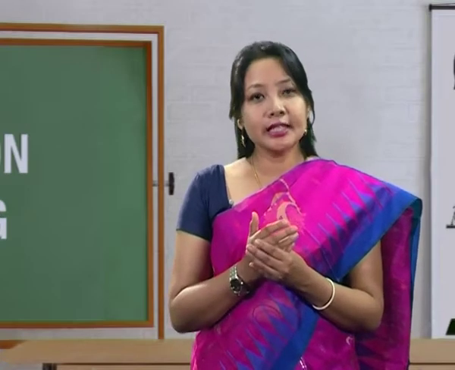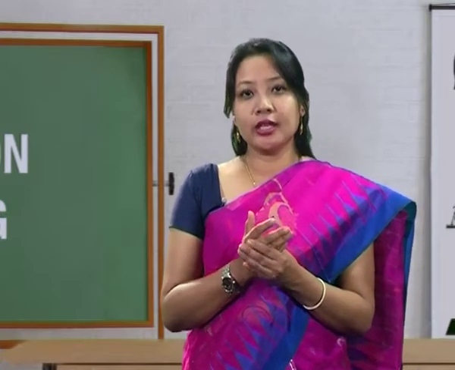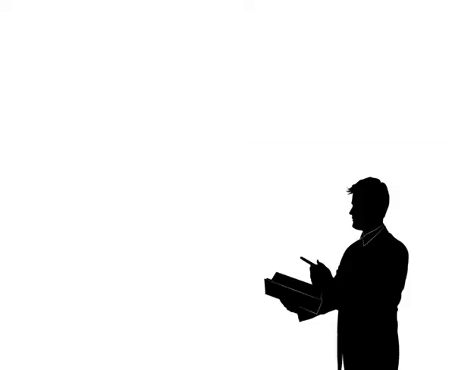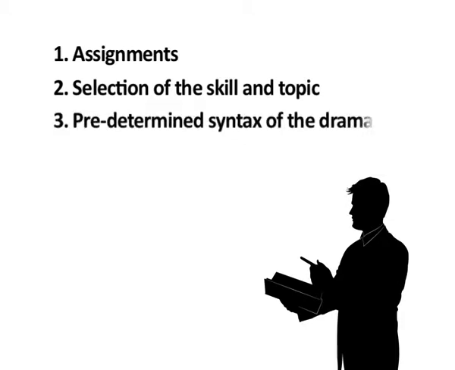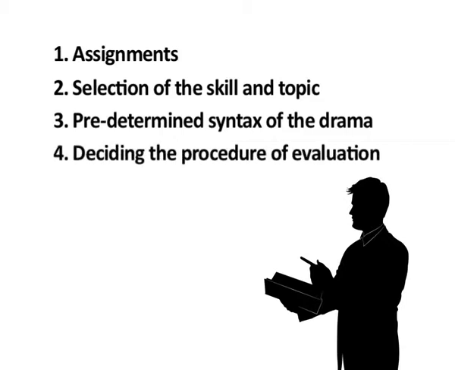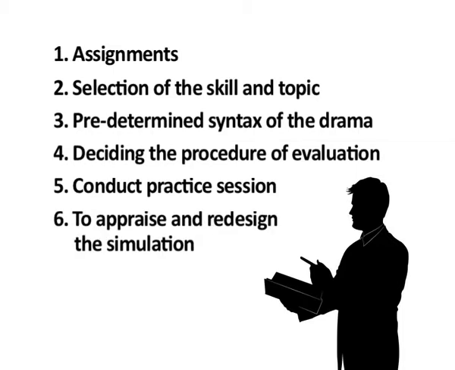Coming to the procedure, Flanders has recommended 6 steps for using simulated teaching exercise. They are: number 1, assignments; number 2, selection of the skill and topic; number 3, predetermined syntax of the drama; number 4, deciding the procedure of evaluation; number 5, conduct practice session; and number 6, to appraise and redesign the simulation. Let's now elaborate the 6 steps in detail.